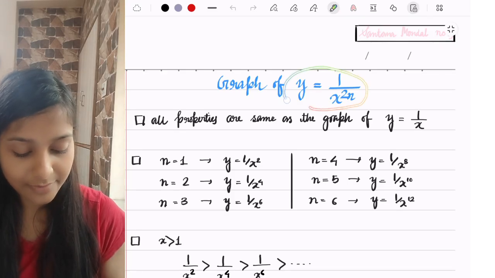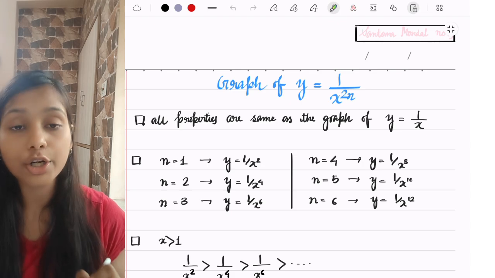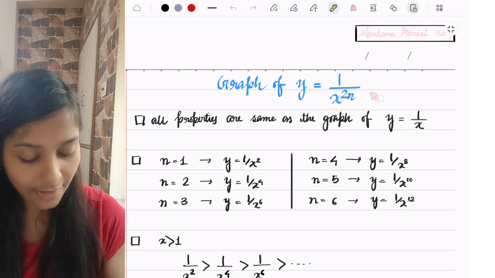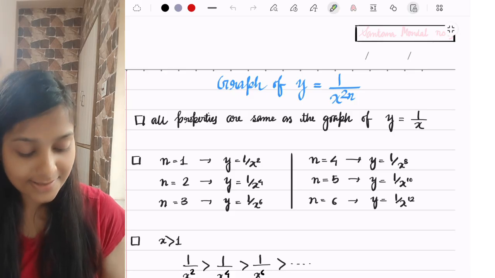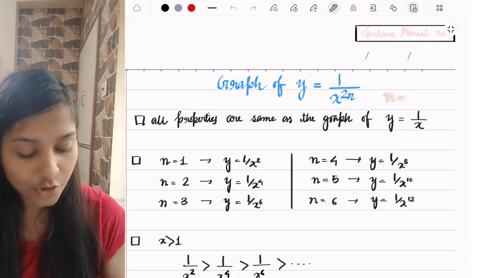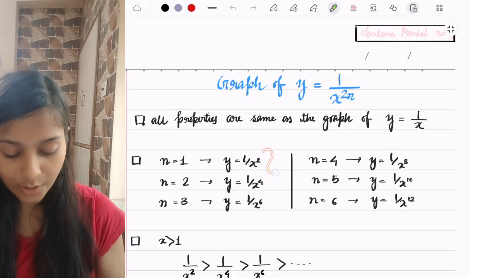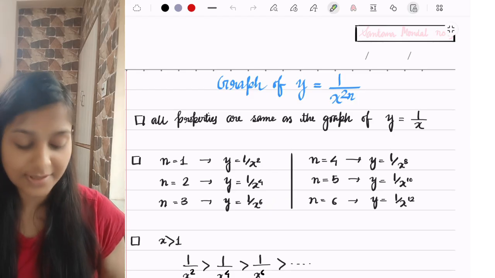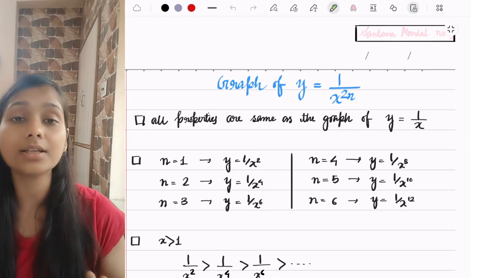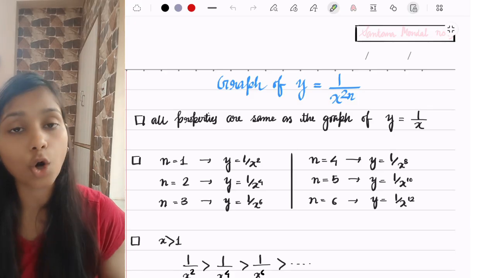Here we have this graph, which is y equals 1 by x power 2n. Here n belongs to the set of integers, which is Z. For different values of n like 1, 2, 3 and so on, we will get different graphs like 1 by x square, 1 by x power 4 and 1 by x power 6 and so on. Here I need to mention that n belongs to the positive integers, not the negative ones.